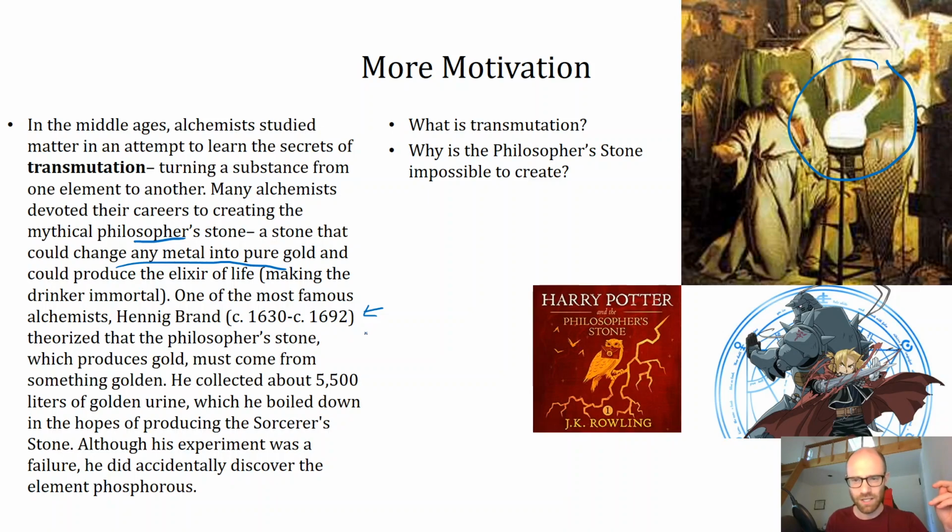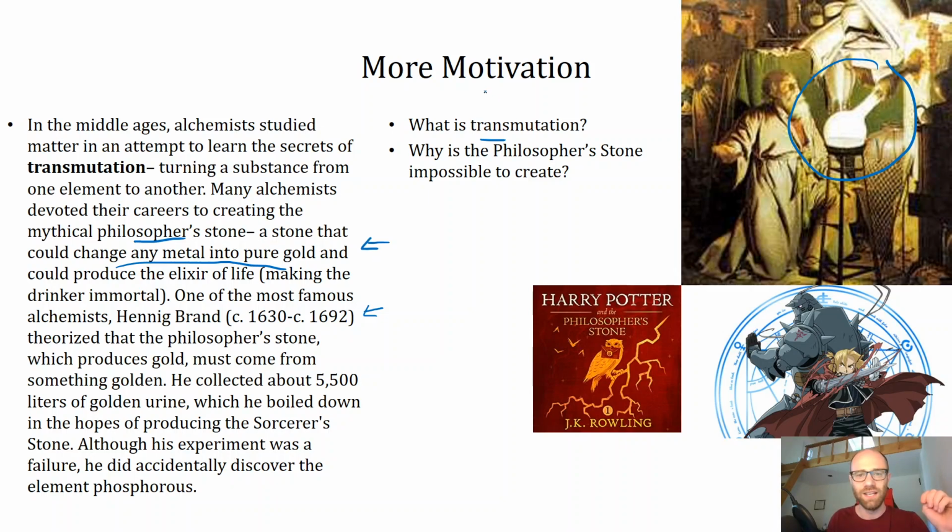He decided that if a substance was gold colored, then it had gold in it, so he boiled down over 5,000 liters of urine. And then he also hoped to get a sorcerer's stone, a philosopher's stone out of it. I don't know why. But while he obviously failed in that endeavor, he was able to isolate what we later determined to be phosphorus, which shows that in science, a lot of times your failures can give very valuable information in addition to your successes. So transmutation, this idea here is changing anything into something else.